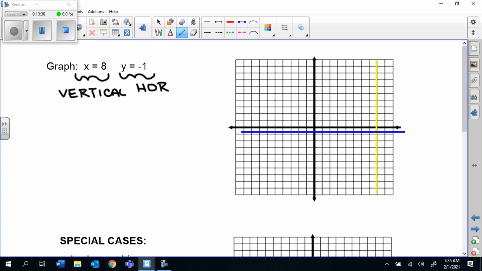So there's -1. Move that down just a little bit. That's better. But it's pretty clear where that intersection point is going to be. X is going to be 8, y is going to be -1.